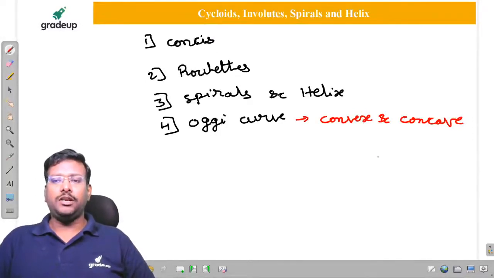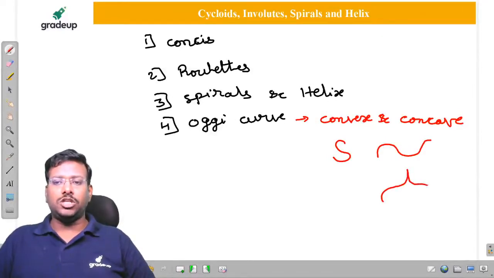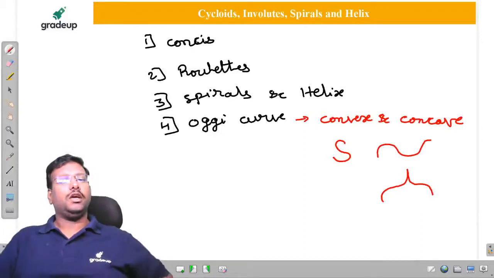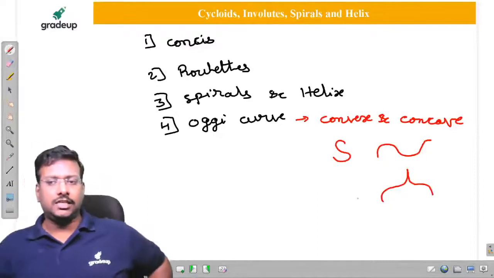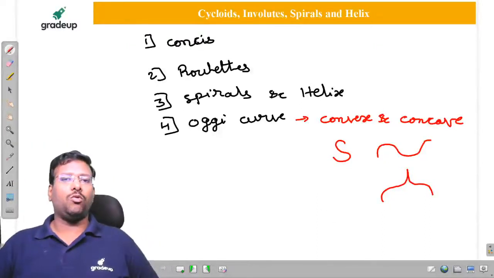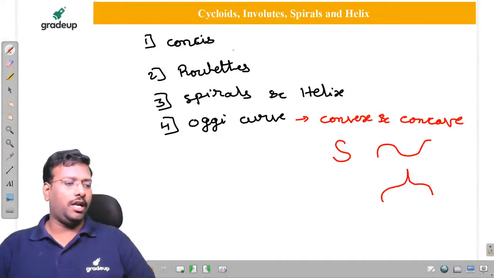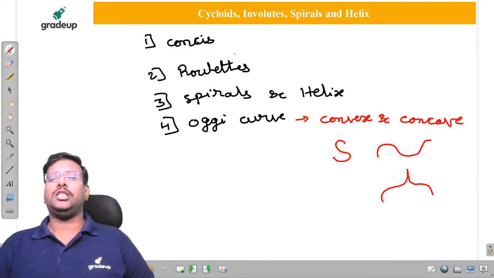The best example is a sine curve. Yes, we can observe this type of structure in various mosques or some other places. So this is nothing but the Vogue curve. Conic sections we already came across in the last class.